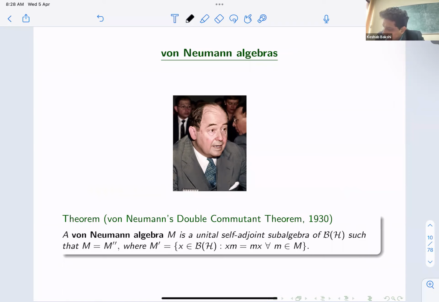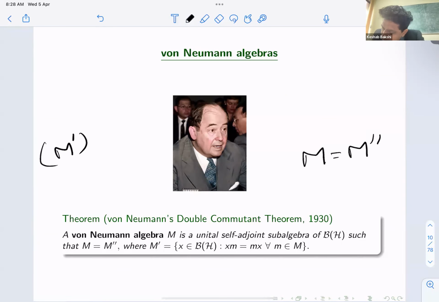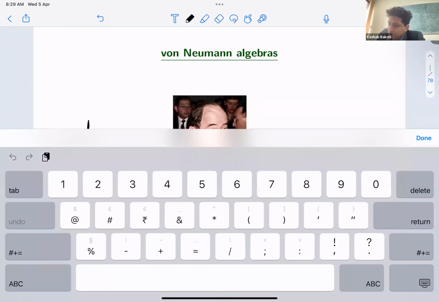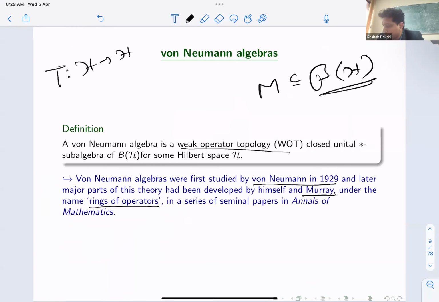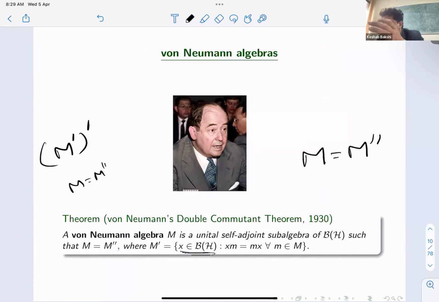So this is a von Neumann algebra, and there is this famous double commutant theorem, which is more algebraic. A von Neumann algebra is nothing but a subalgebra of B(H) such that M equals M double commutant. Double commutant means taking one commutant and then another commutant. So what is the commutant? M is a subalgebra of B(H), and the commutant means all elements in B(H) which commute with M. And then M equals M double prime. That is the definition of a von Neumann algebra. You can take this double commutant theorem as the definition. This is more algebraic, and the previous definition, what I said, was topological. So the beauty is that von Neumann proved that these two are equivalent.